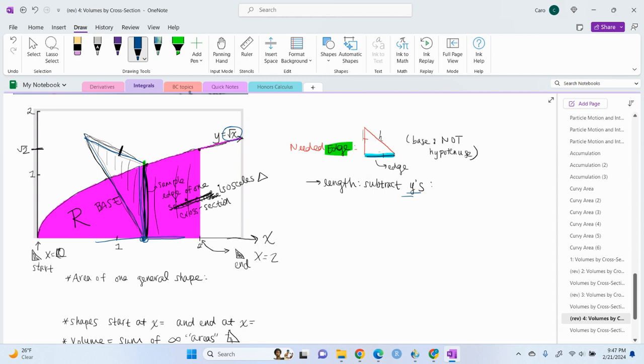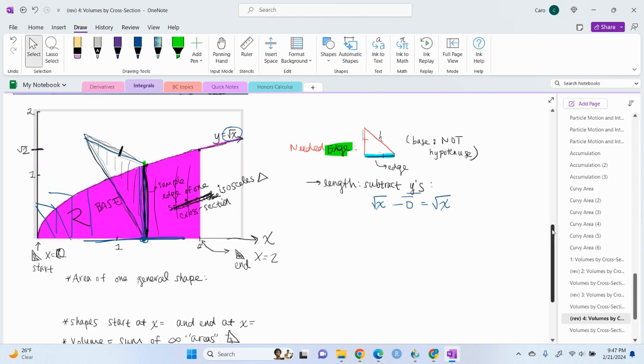And what's the y value down here? It's not changing. It's always 0. So we're going to subtract those. So that'd be the square root of x minus 0, which is the square root of x. So this distance, no matter where you draw it, like wherever your triangles are coming up out of that paper, that distance of this leg is always square root of x.